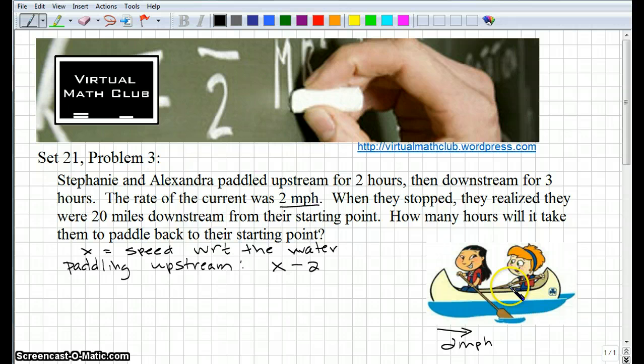Okay, so like if you put this canoe in the water and didn't paddle at all, it would just float downstream with the water, right? So it would go 2 miles per hour without paddling at all. And then when they start paddling, they start overcoming the speed of the water, and so they paddle with respect to the water, but with respect to the land, their speed is going to be 2 miles per hour less.